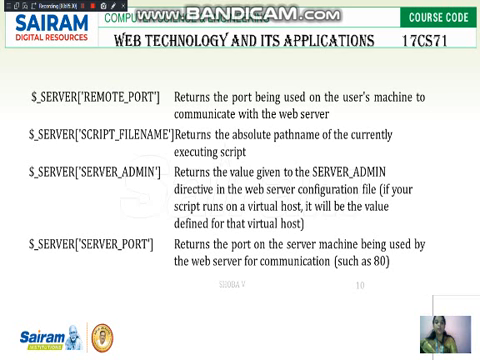And REMOTE_PORT returns the port being used on the user's machine to communicate with the web server, and how it enables communication over the HTTP protocol. And SCRIPT_FILENAME returns the absolute path name of the currently executing script. Without knowing the absolute path name, we can't find out the current running script. So we have to return those absolute URLs to the specified server.